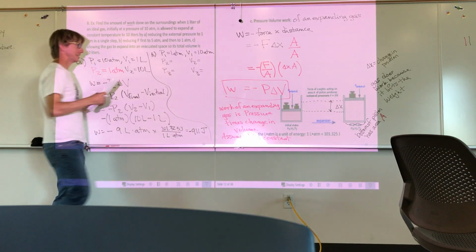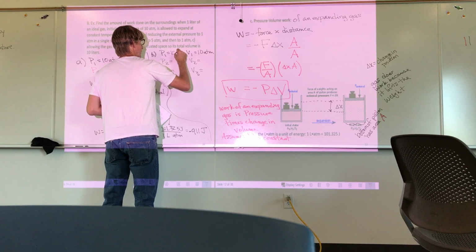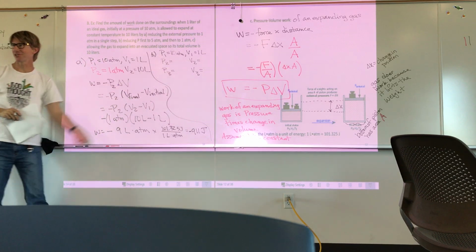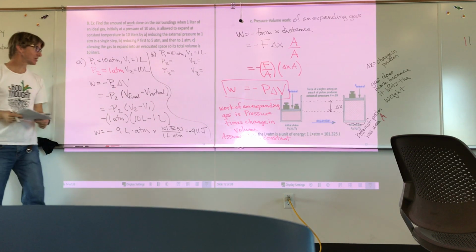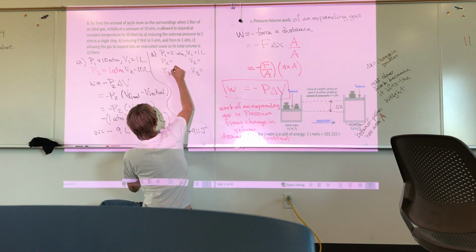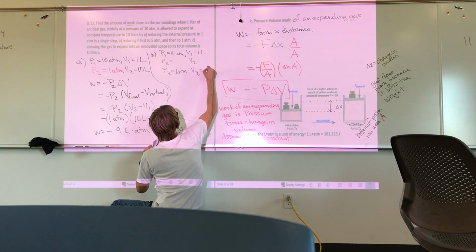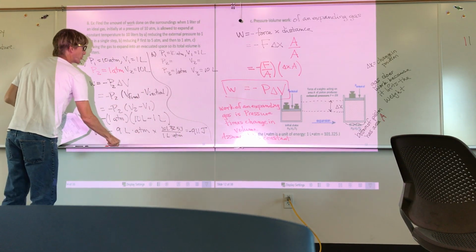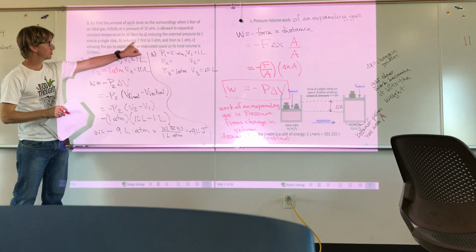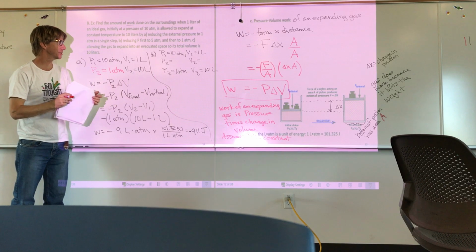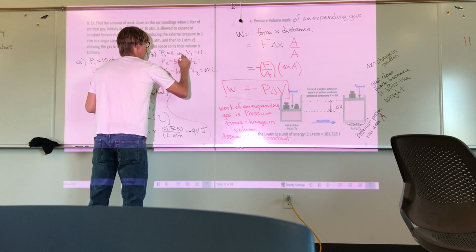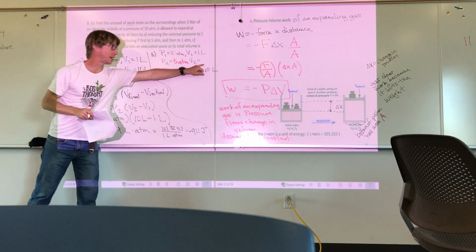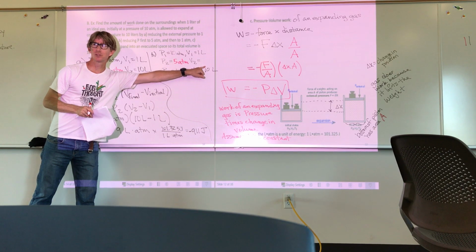Should say P1, V1 there. Let's fix that. Now our initial state is the same. Our final state will still be the same. And now for our in-between state, it says reducing pressure first to 5 atmospheres. And what does our volume have to be here? 2 liters.